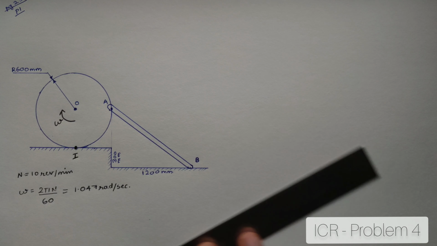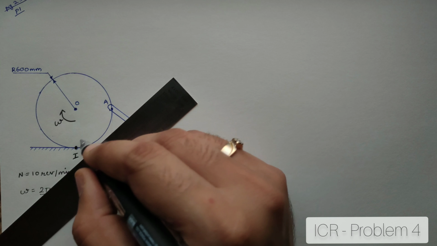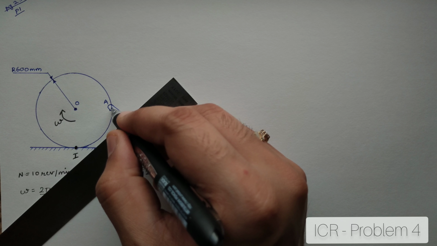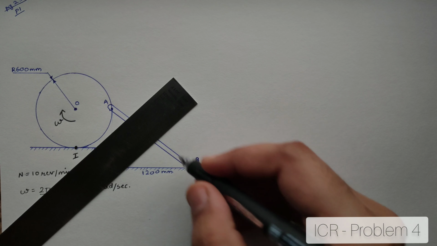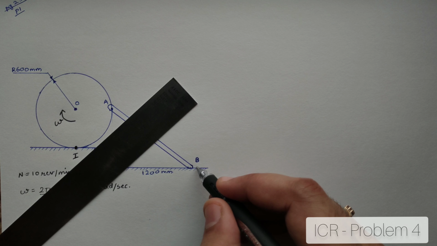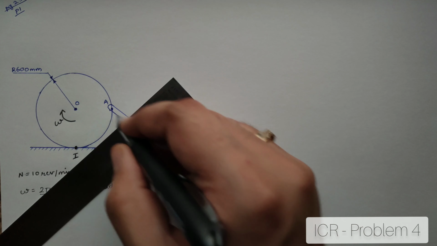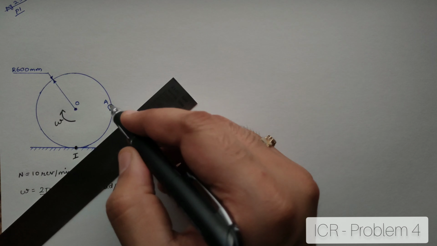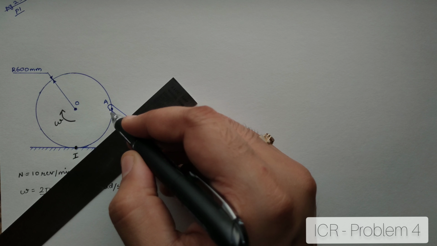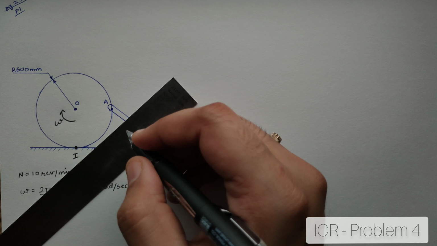I will just first of all join A to I because I want to know the direction of the velocity of A. Why is A required? Because A and B are on the same link and they have asked us to find out the velocity of B. So if I get the angular velocity of AB, I will be able to get the velocity of B. So velocity A will help me in doing that. So I'll just join A to I first of all. Let me do that.